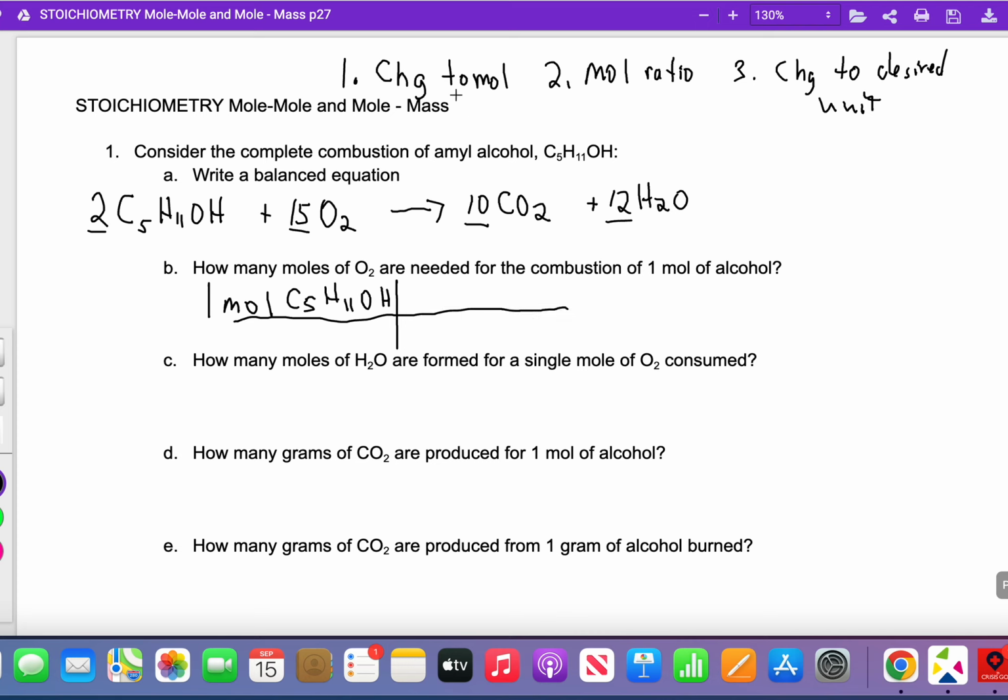Your mind's always going to go through these steps. Change to moles. Well, hey, I'm already in moles, so I can skip that step. Step 2, the mole ratio from the balanced equation. So you get the mole ratio from the equation. Follow the diagonality rule. So 2 moles alcohol, that's C5H11OH. What are we trying to go to? How many moles of O2? 15 moles O2.